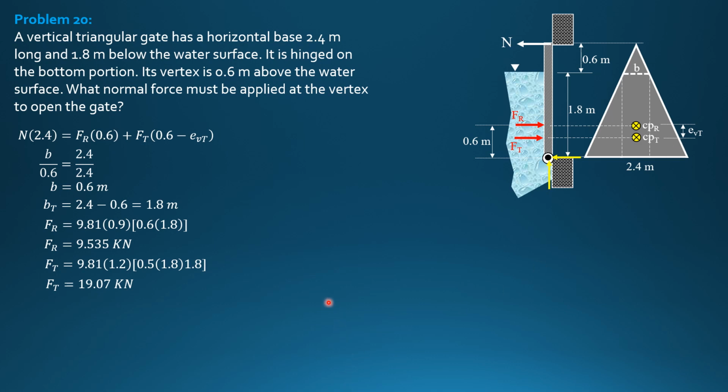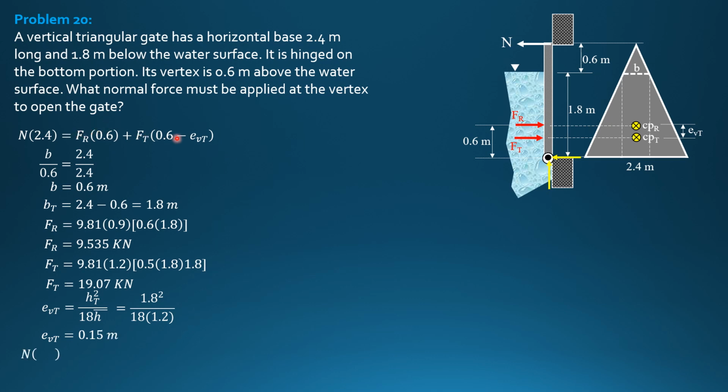Then let's solve for E sub Vt, which is I sub CG over area of triangle times h-bar of triangle, but the result is height of triangle squared over 18 h-bar, if you can recall from the preceding examples. You can derive this on your own. So 1.8 squared divided by 18 times h-bar of triangle, 1.2. So E sub Vt is 0.15 meters.